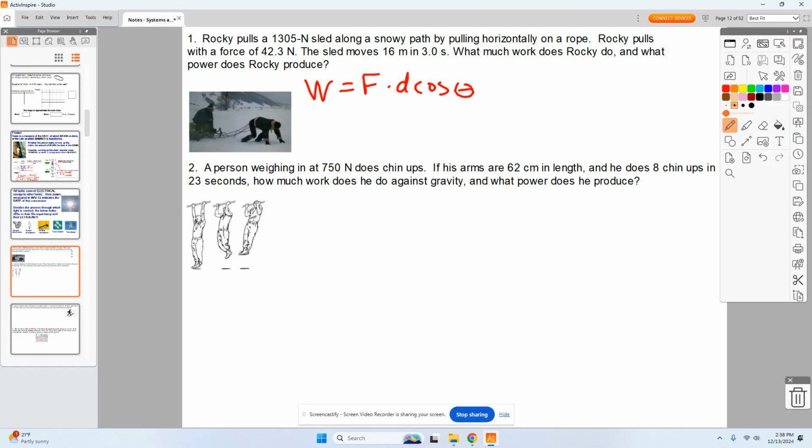Since he's pulling horizontally, the cosine of theta would be 1. Which one do I use, the 1305 or the 42.3? Do I add them? Do I average them? I'm not lifting the sled. If I were lifting the sled, I'd use 1305, but I'm pulling the sled, so I'm working against friction. So I use 42.3 newtons. He pulls 16 meters, so I just multiply those numbers together, and we get the amount of work he does: 676. And then throw some units on that.